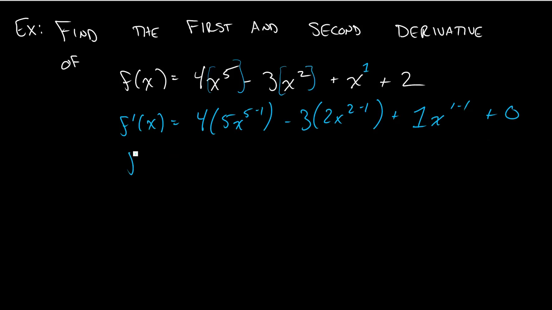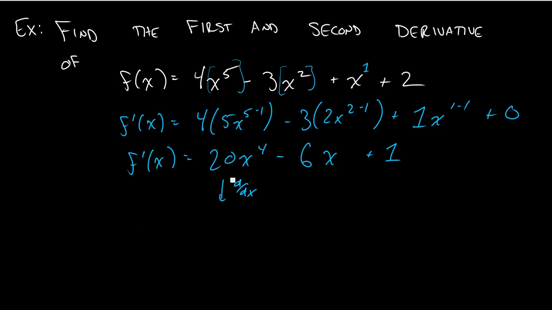And if I simplify this out, I'll get f prime of x is equal to 20x to the fourth minus 6x to the first plus 1x to the 0, which is just 1, and then plus 0. I don't need to write that. So this is my whole first derivative. And I could even write that without the 1 there, right? It's just 6x. So now if I want to do another derivative, it asks me to take a second derivative.